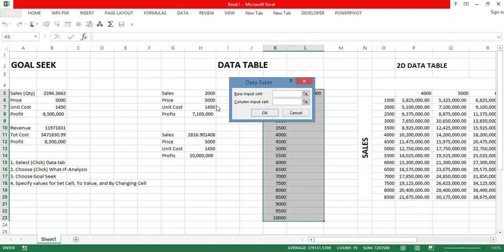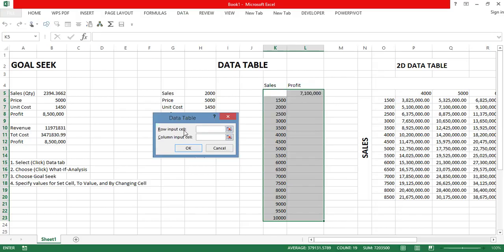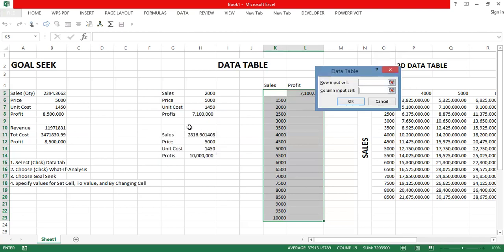Then it's asking you a question here. It says row input cell or column input cell. What do you think the input is here? Sales. Sales is the input that's going to be used to compute profit. So you click in the column box. Why? Because these sales values are laid out in a column. Column is vertical. So you click that box, and then you click your sales cell. And then you click OK.